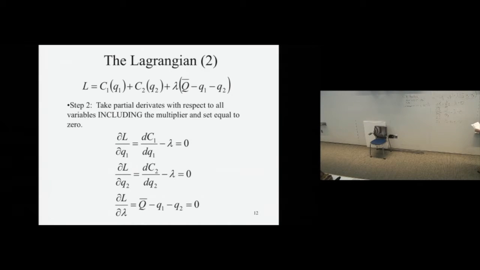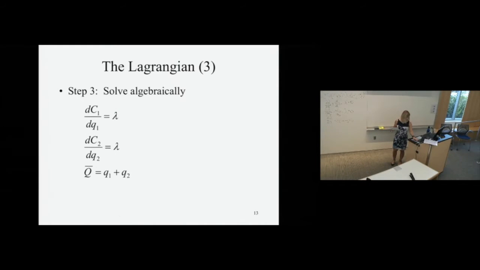And so now we want to solve this out for lambda. We can very easily say lambda is equal to the partial derivative of C1 with respect to Q1. Lambda is equal to dC2 with respect to dQ2. Oh, I think I can set those equal to each other, right? So dC1/dQ1 equals dC2/dQ2. This is very important. Can anyone tell me what that means, intuitively?